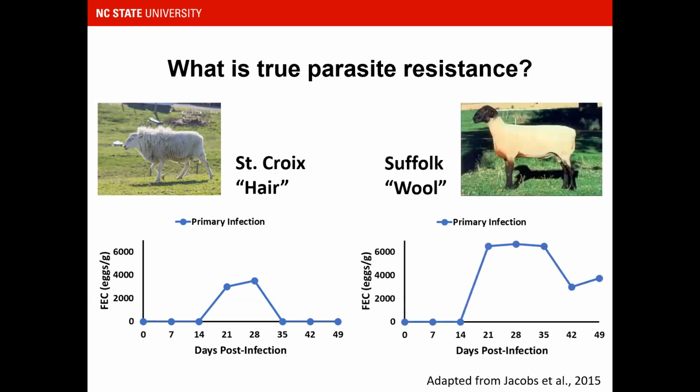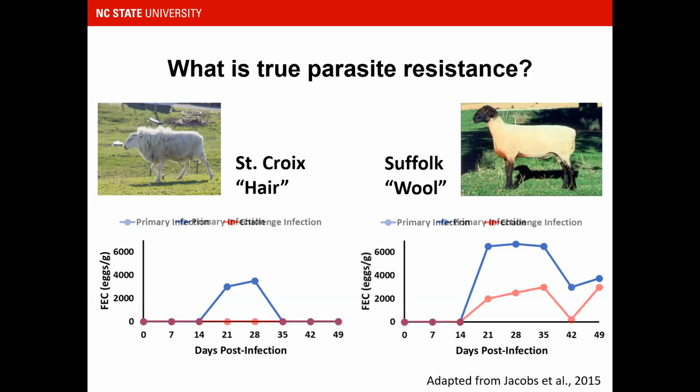Whereas we think our more susceptible breeds, like the Suffolk, which are going to be designated as the wool, you give them that primary infection and they get a much greater infection, and they aren't able to clear that infection on their own. Then we go ahead and we deworm those sheep. We clear that infection for them. We let them rest for a couple weeks. We go ahead and give them a second infection, which is called their challenge infection.